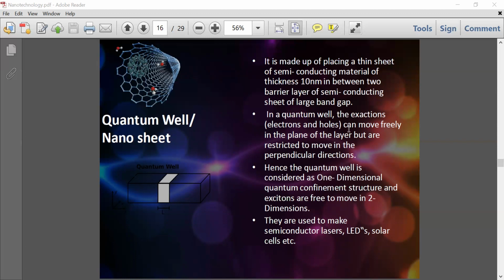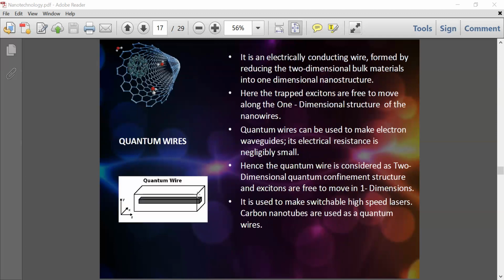Here, the electrons can move freely in the plane of the layer but are restricted from moving in the perpendicular direction. That is, one-dimensional confinement, and the electrons are free to move in two dimensions, along the plane of the layer. But the electron movement is confined in the perpendicular direction. This is quantum well.